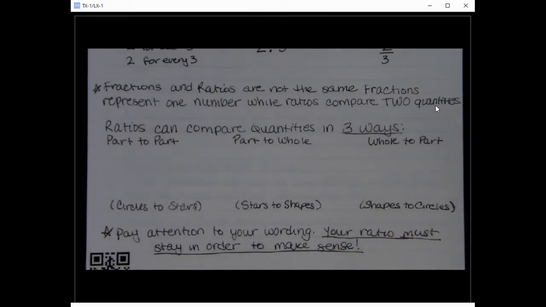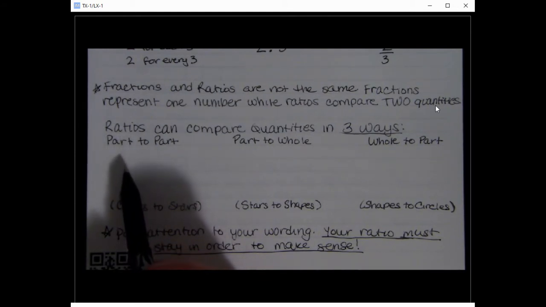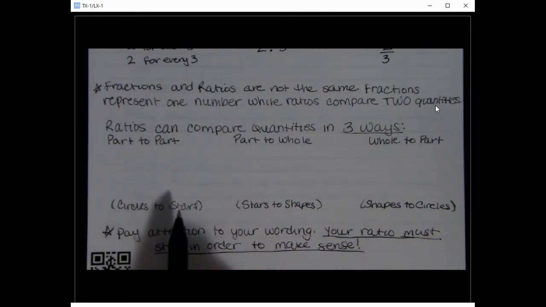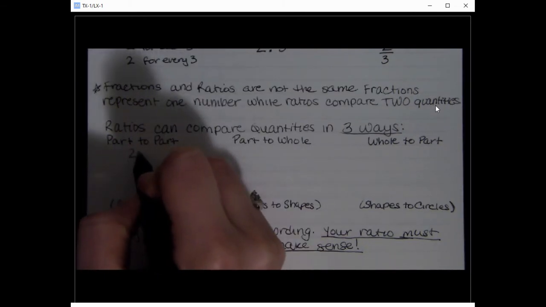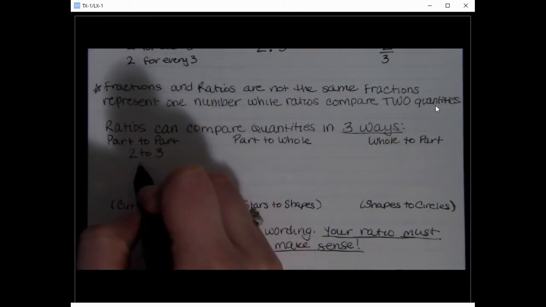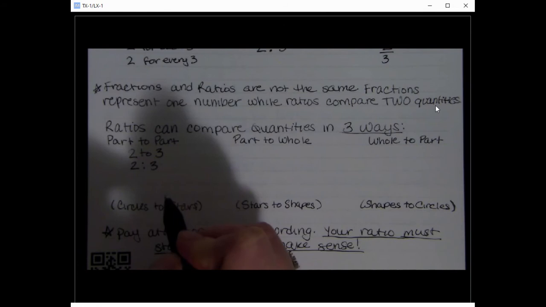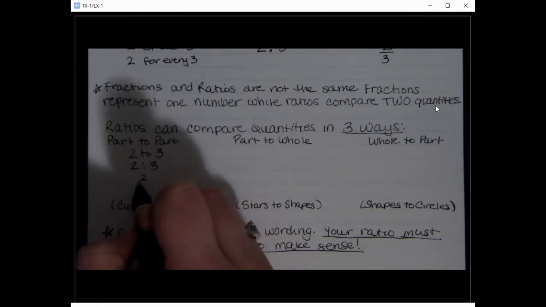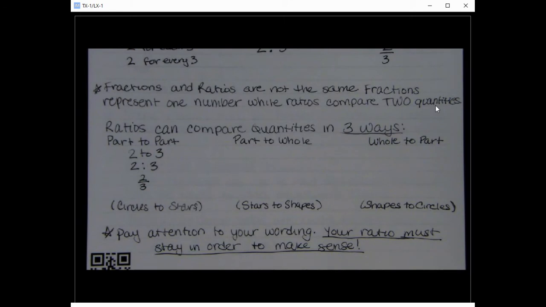So ratios can compare quantities in 3 different ways. There is not just only one set of quantities that we can compare. Instead, we can compare in 3 different ways. One is part to part. An example of that is circles to stars. So we have one set of shapes being compared to another set of shapes. And we can compare that by writing it as 2 to 3. We can use the 2 dots again. Or we can make it into a fraction, which is not actually a fraction, it just looks like a fraction.